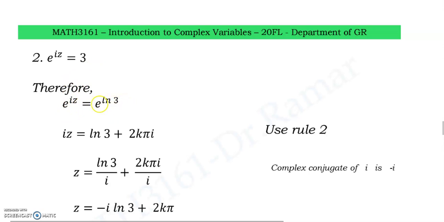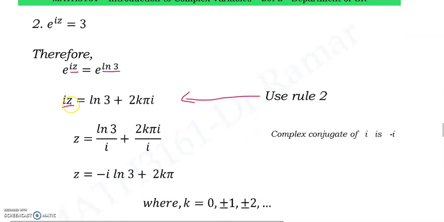Now if you apply rule number 2, here this left side is z1, iz, and this is z2, so iz is equal to ln 3 plus 2k pi i by rule number 2. But what we need is z. We have to find all values of z, so z is equal to, you divide by i this equation. So now here z will come: ln 3 over i, and here 2k pi i over i. Here i and i cancel, so 2k pi.